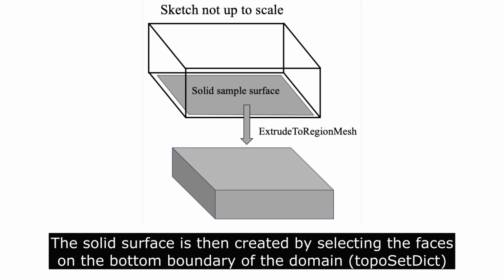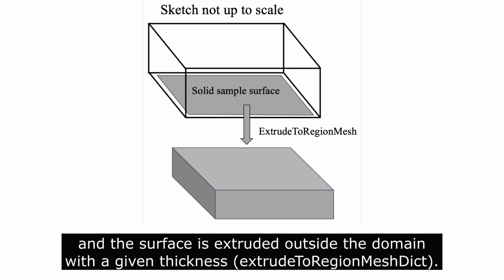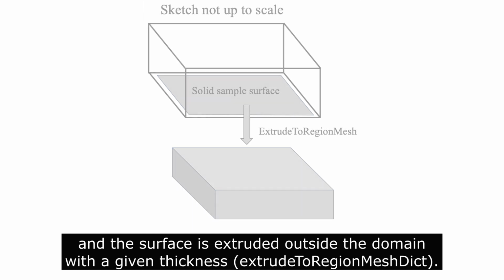The solid surface is then created by selecting the faces on the bottom boundary of the domain, see the toposet dict file, and the surface is extruded outside the domain with a given thickness. See the extrude to region mesh dict file.